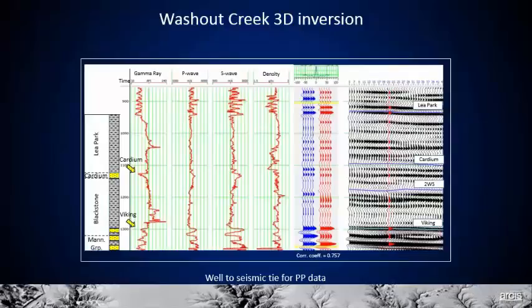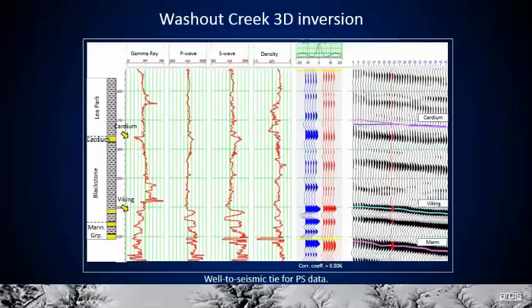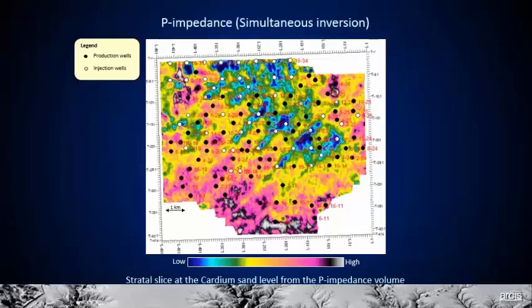Here is the Cardium sands, and this is the location of the Viking sand below. And the correlation coefficient for this comparison that I'm showing you for the PP data is about 0.757. Equivalent correlation coefficient for the PS comparison is about 0.80. That's really good.